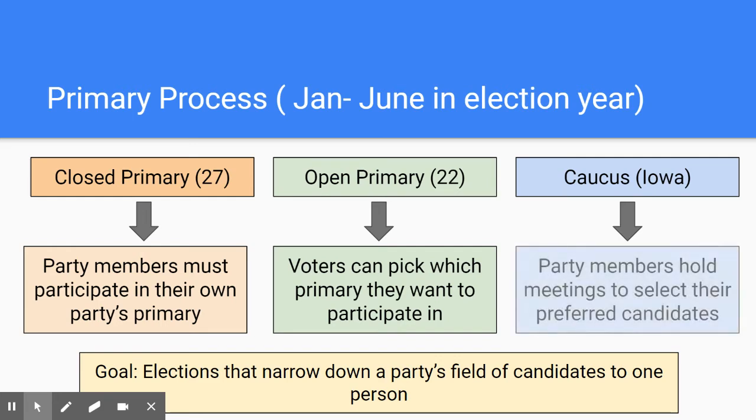Then Iowa is the only state that holds what's called a caucus. This is different. Instead of going into an election booth by yourself, there are meetings held throughout public facilities in Iowa, libraries, schools, gymnasiums, and party members hold meetings to decide who their preferred candidates are. They do it out in the open, they argue with each other, and they try to sway each other to support their preferred candidate. That's a different process because it's out in the open and public, compared to the primary process that Pennsylvania uses, which is a secret ballot. You just vote and nobody sees who you're voting for.